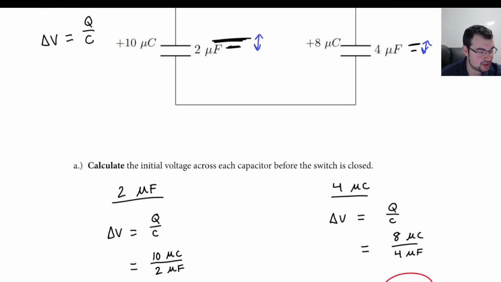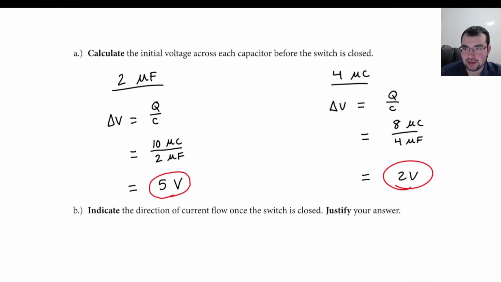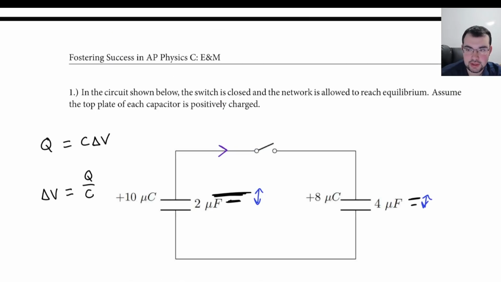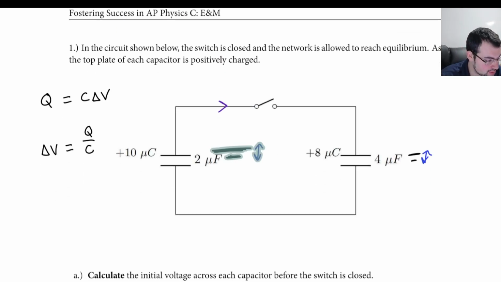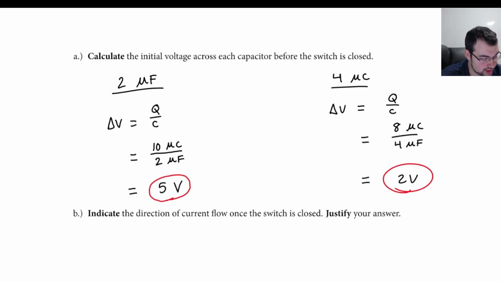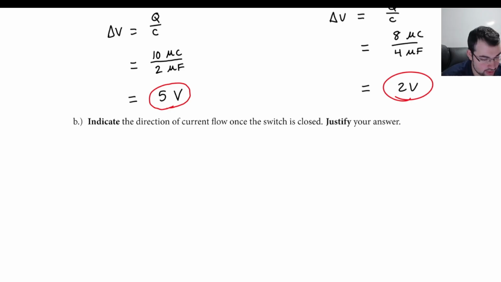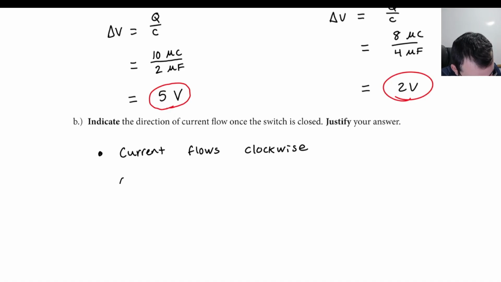That's too much charge on this positive plate. The voltage is higher across capacitor 2. So that means that it needs to release some of its charge. And since we go from high potential to low potential, that gets us that. So which way does it go? So current flows clockwise.